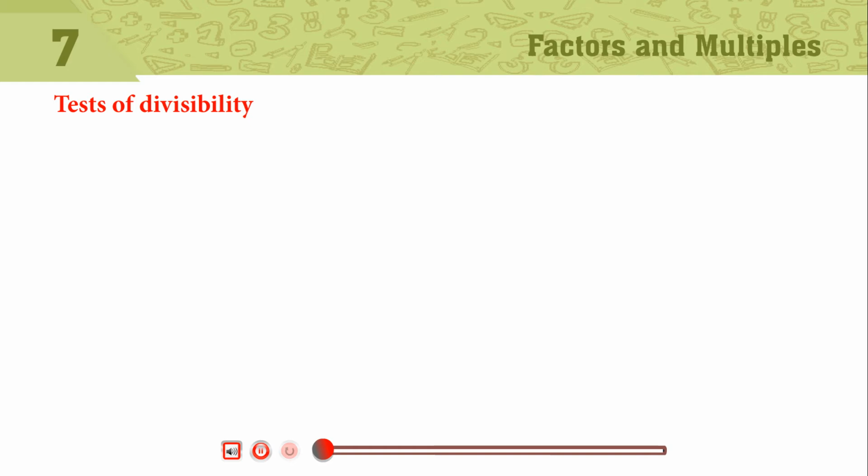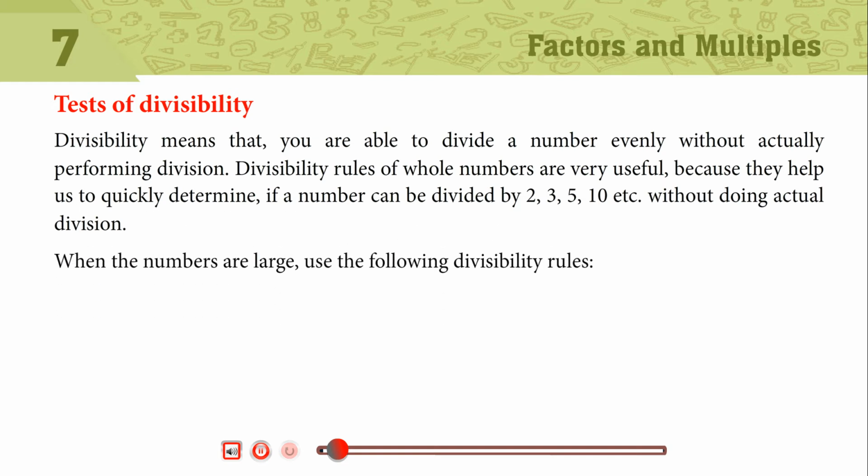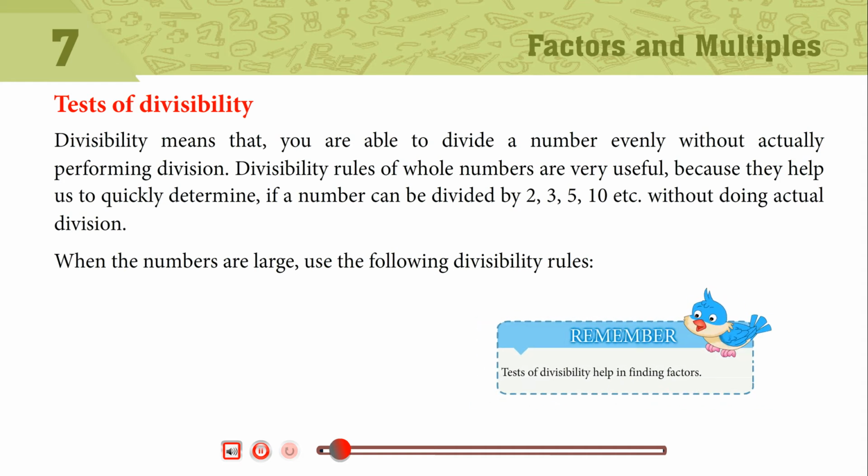Tests of divisibility. Divisibility means that you are able to divide a number evenly without actually performing division. Divisibility rules of whole numbers are very useful because they help us to quickly determine if a number can be divided by 2, 3, 5, 10, etc. without doing actual division. When the numbers are large, use the following divisibility rules. Remember, tests of divisibility help in finding factors.